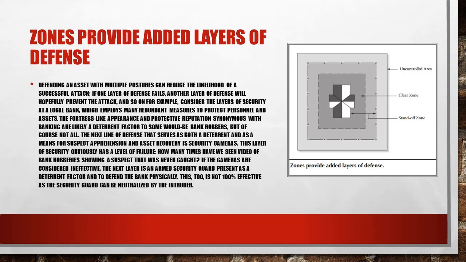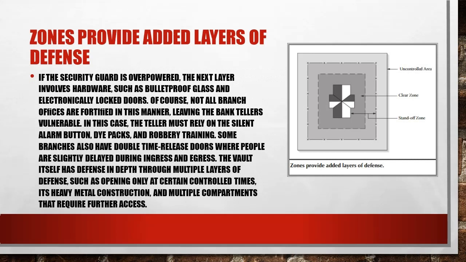Defending an asset with multiple postures can reduce the likelihood of a successful attack. If one layer of defense fails, another layer of defense will hopefully prevent the attack, and so on. For example, consider the layers of security at a local bank, which employs many redundant measures to protect personnel and assets. The fortress-like appearance and protective reputation synonymous with banking are likely a deterrent factor to some would-be bank robbers, but of course not all.